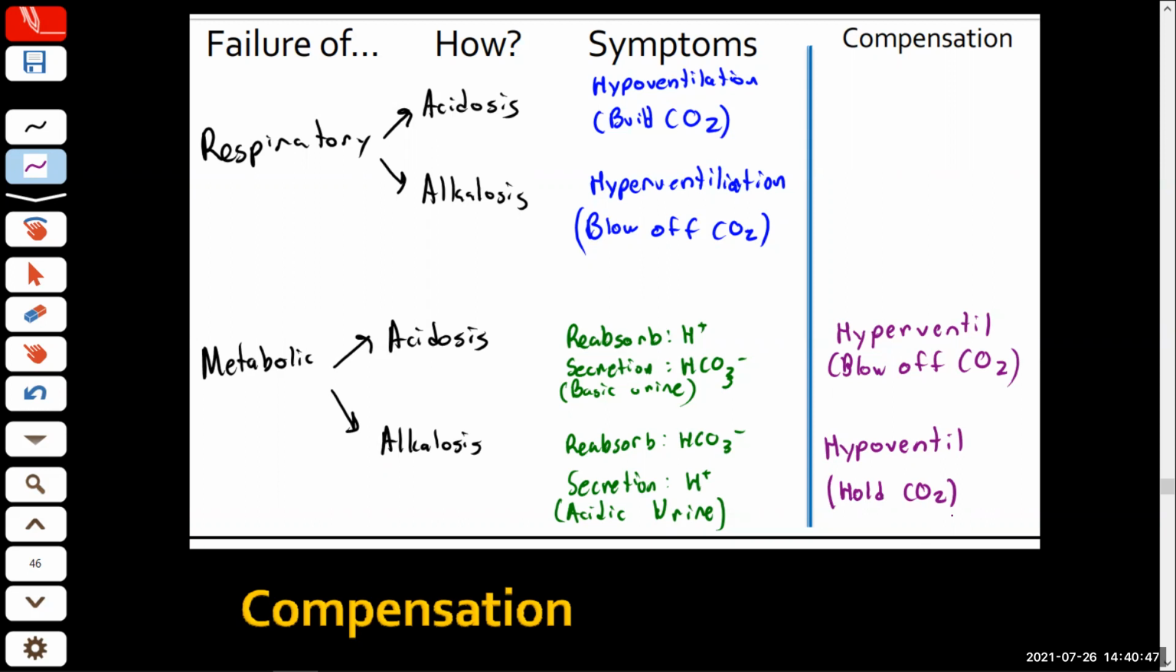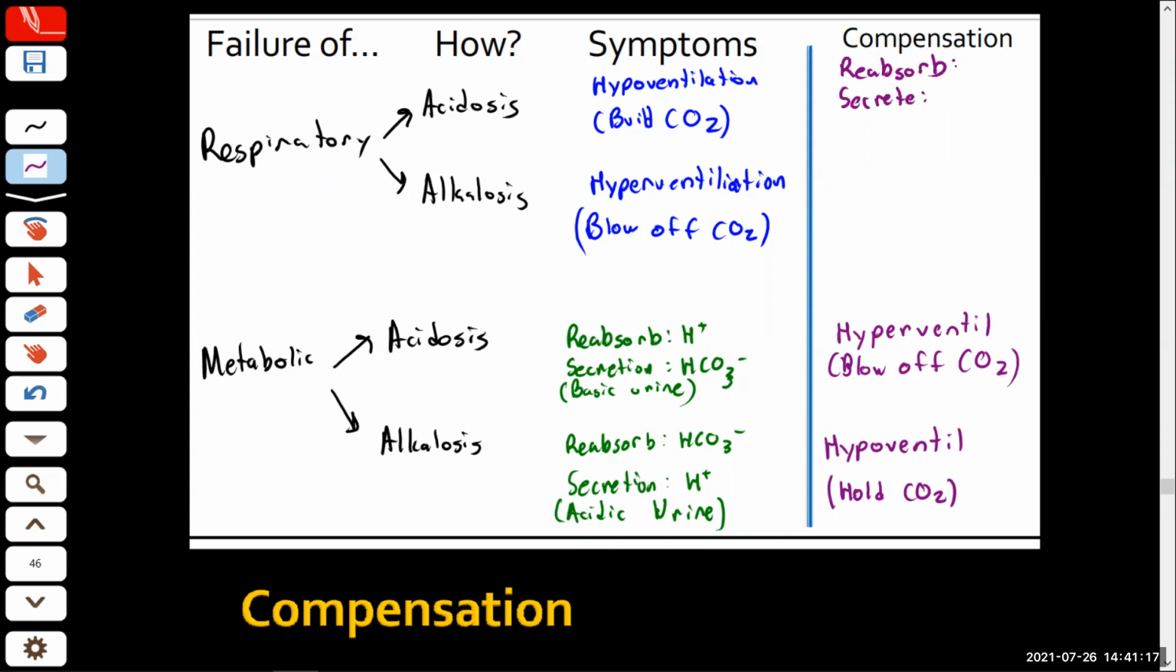Now, respiratory. My lungs are failing. Who's going to help me out? Kidneys. Now, your kidneys are very straightforward. If you're acidic or you're basic, we're just going to pee out the extra and reabsorb the good stuff. Okay. Respiratory acidosis. I have too much acid. What would my kidneys want to reabsorb and secrete? They do two things at once.